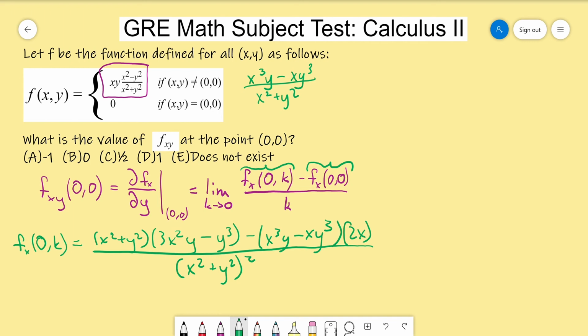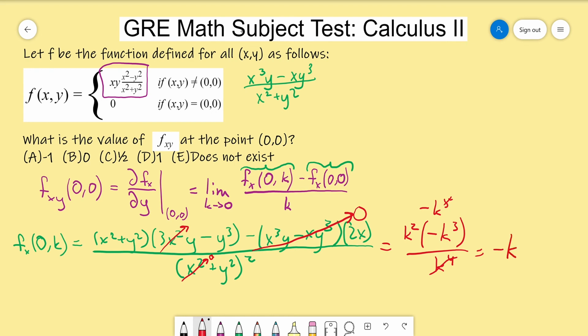Alright, now let's plug in 0 for x and k for y. 0 for x is going to just get rid of this whole term. That's going to be 0. Here we're going to end up with k squared times, this is going to be 0, so we'll have negative k cubed, divided by, this is going to be 0, and we'll have k squared squared, so that's k to the 4th. Well, at every point except 0, this whole thing is going to be k squared times k cubed, that's negative k to the 5th, divided by k to the 4th. We can cancel out k to the 4th, and we'll get negative k. Okay, so this part here is negative k.